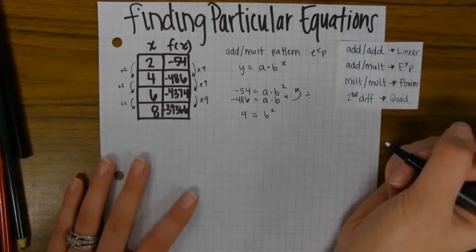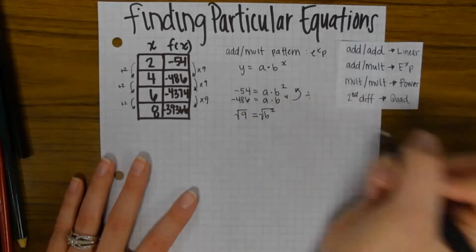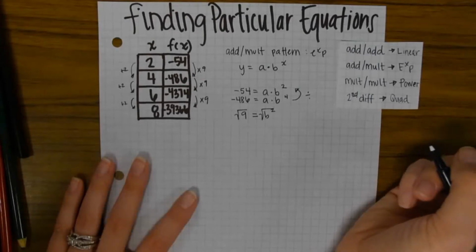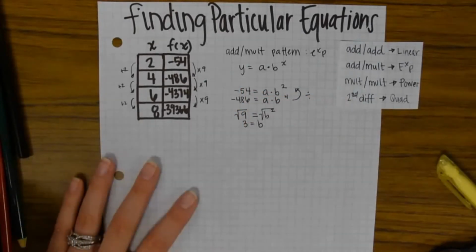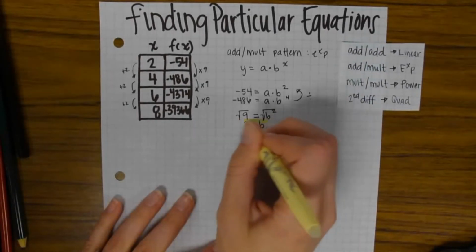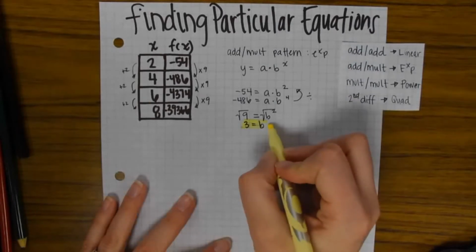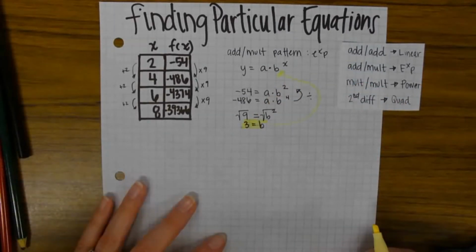How do we get B by itself? Oh, take the square root of both sides. The square root of 9 is 3, and so B equals 3. B equals 3. And so this is going to replace that B right there.